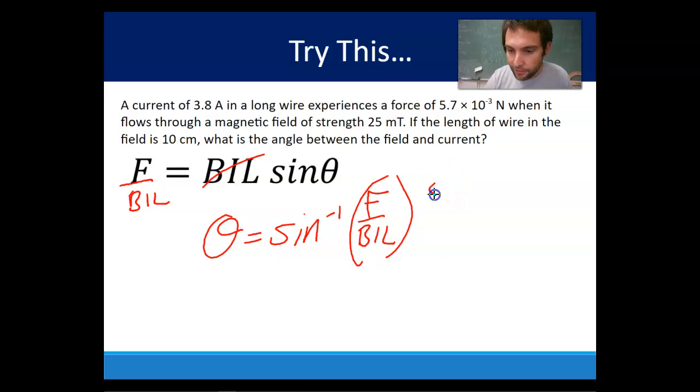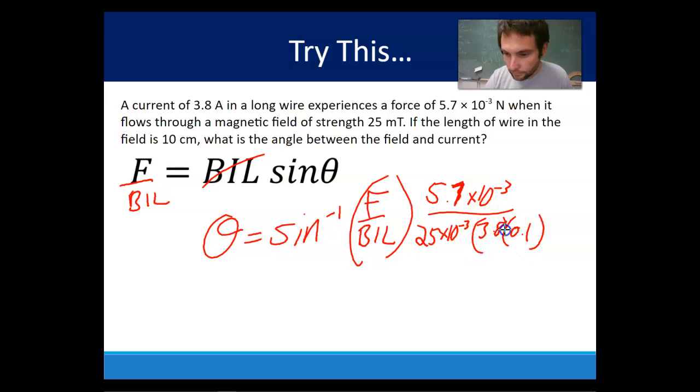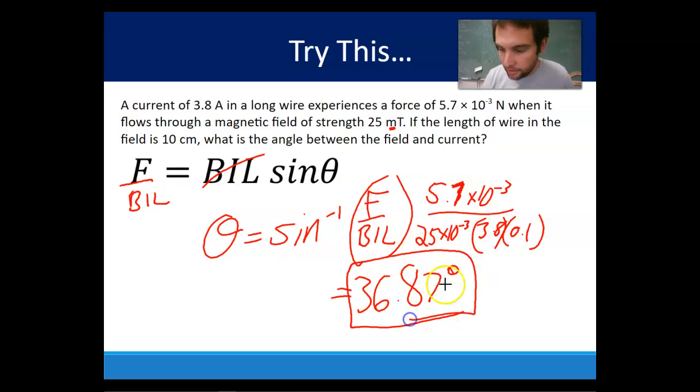The 5.7 times 10 to the negative third newtons over 25 times 10 to the negative third, times 3.8, times 0.1. Fun with metric prefixes. Make sure you got those down. Milli is 10 to the negative third, so those can go away. And then centi is 10 to the negative second. All right, so whenever you plug in all of that, I got something like 36.87 degrees. Make sure your calculator is in degrees and not in radians.